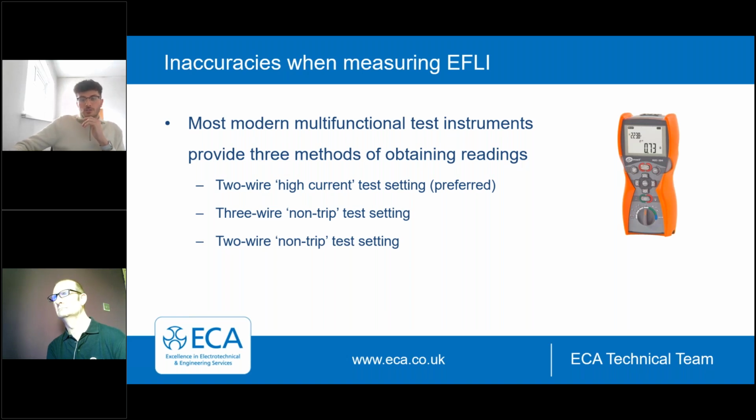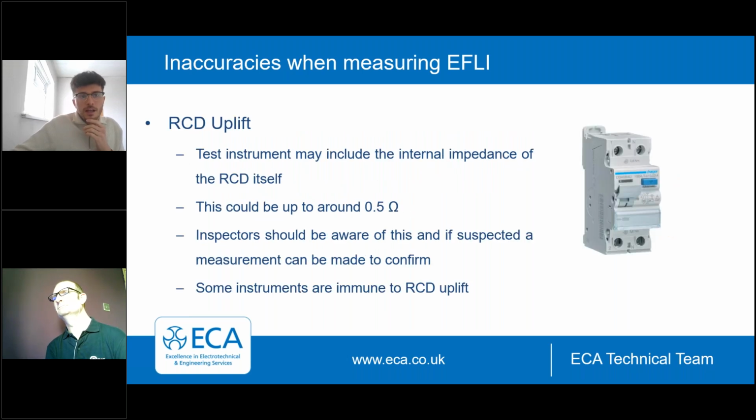Now the 2-wire non-trip test setting in particular is the least accurate. It's the most technically difficult for an instrument to perform, so it should only be used where it has to be. So it may be useful for circuits where there's an RCD present and there is no neutral present at the point you are looking to test. Okay, so that highlights some of the inaccuracies that can occur based on the different types of settings you're selecting when carrying out the measurements of Earth fault loop impedance.